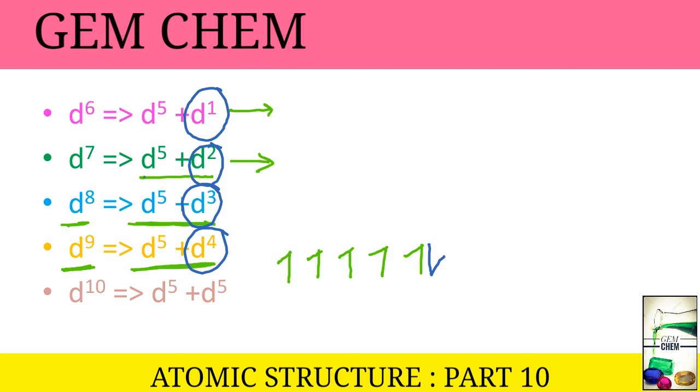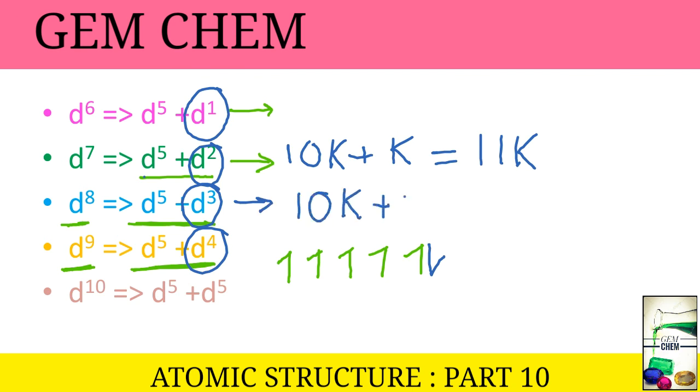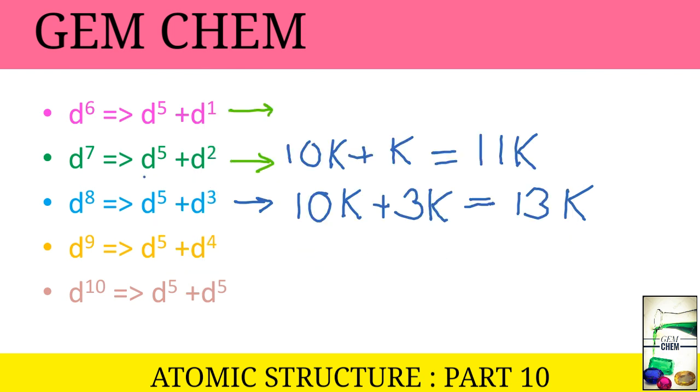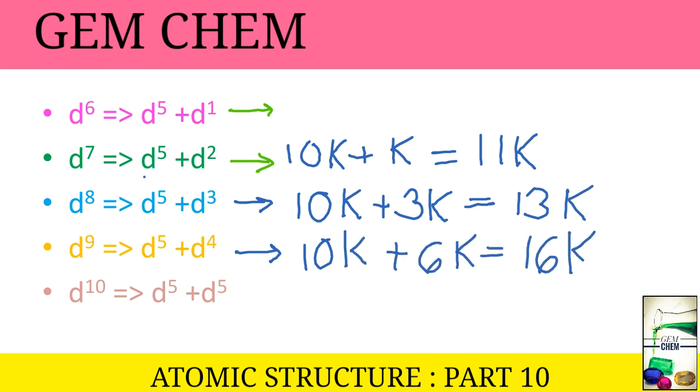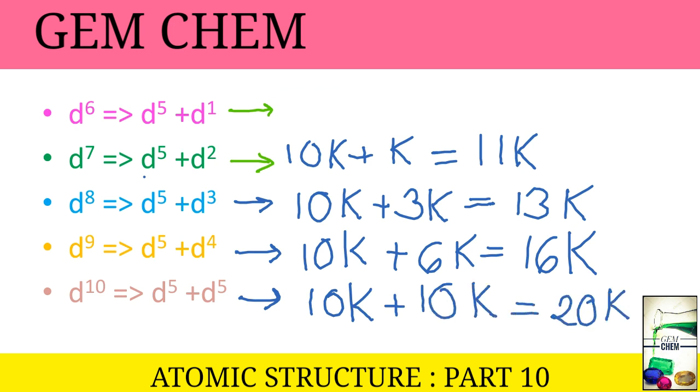So d7 will be, see, d5 is always 10k plus d2 equals k, so it will be 11k, right? Now for d8, it will be equal to 10k plus 3k for d3, so it will be equal to 13k. Now for d9, what will be the exchange energy? Let us see. For d9, it will be 10k plus the energy for the other one, that is d4, so 10k plus 6k gives 16k, and for d10 it is 10k plus 10k, which equals 20k. So we can see that exchange energy is highest for d10. So that's why this is the most stable configuration we have obtained.